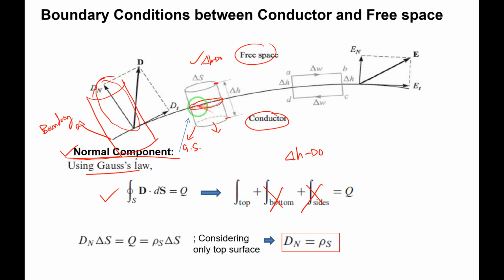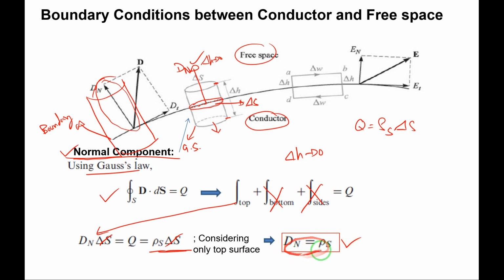Alright, so I have only the top surface. On the top surface, what is D and what is dS? D is the field leaving normally to this, that is Dn, the normal component of electric flux density. And the surface area is delta S. So multiply Dn into delta S, only for considering the top surface. Dn into delta S is equal to Q. What is this Q? It is surface charge. Express Q as rho S into delta S. So Q equals rho S into delta S. Cancel delta S on both sides, so finally I get Dn equal to rho S.